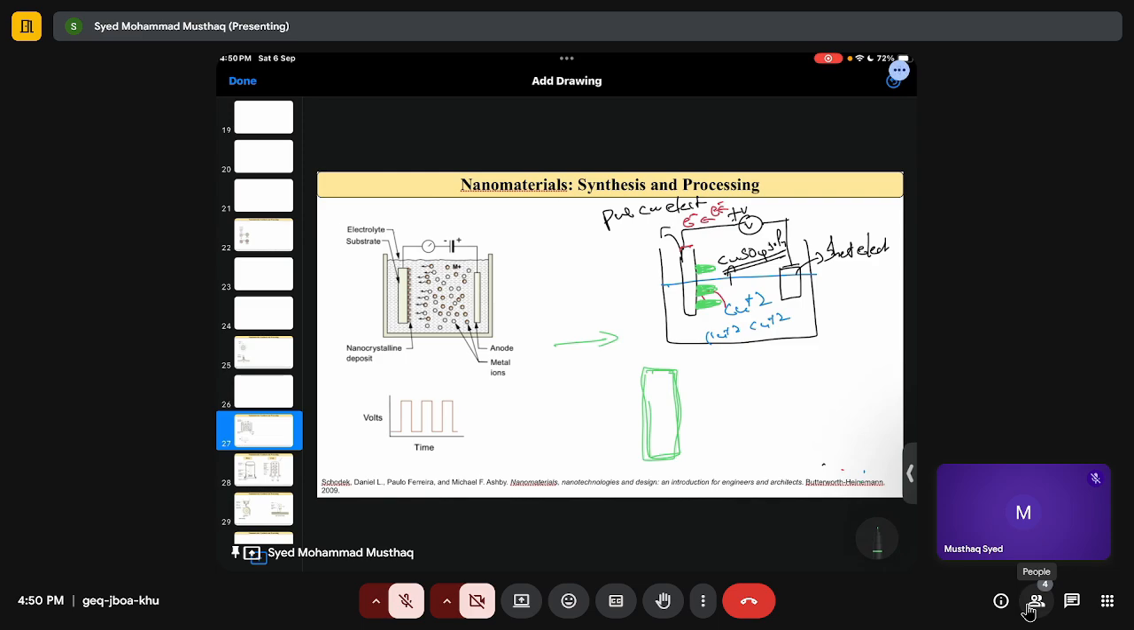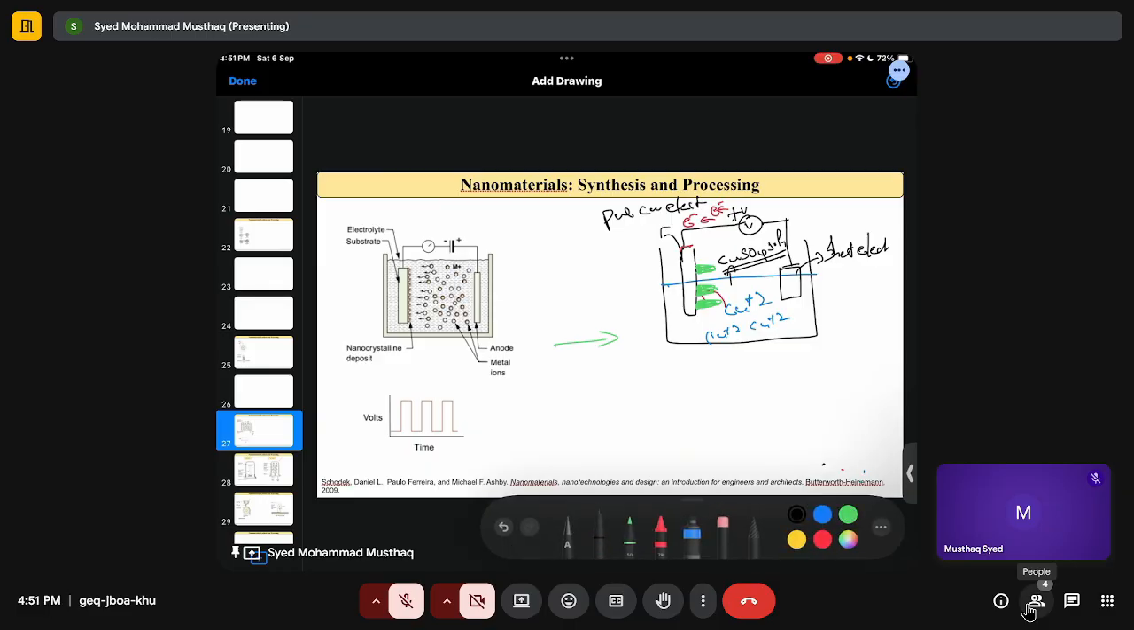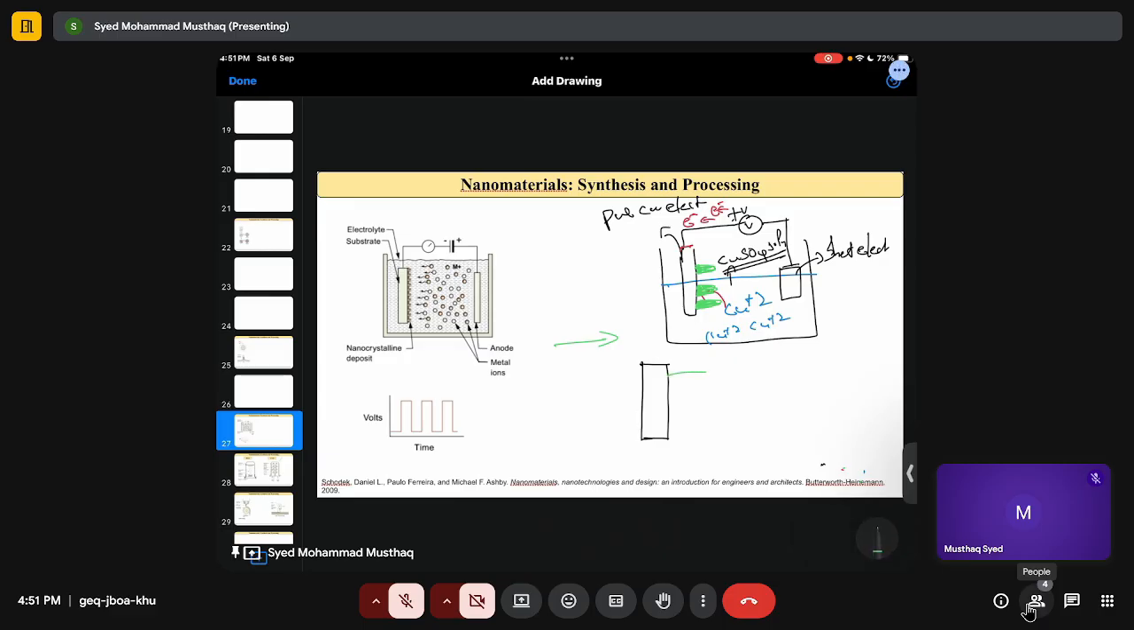If you continuously supply the electricity, or continuously supply the electrons, these will grow. Whatever spots first form, they will grow. Okay, and they will mostly look like rods, because the copper starts depositing on the same top.